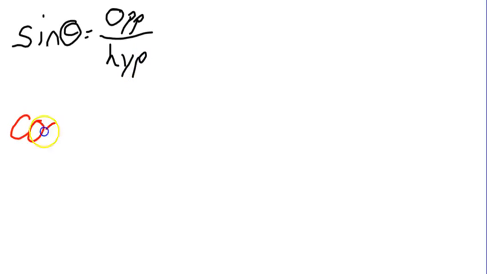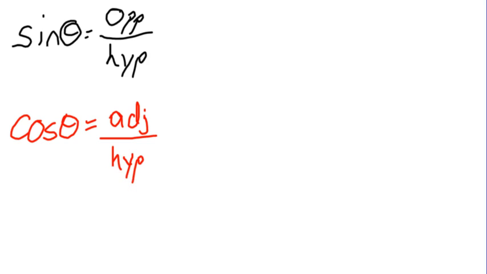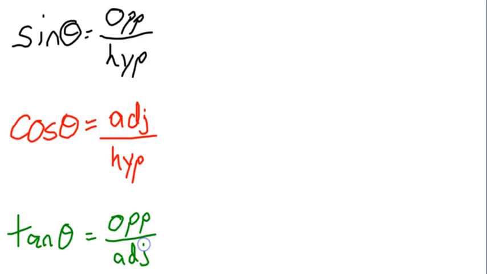Sine of some angle is equal to the opposite over the hypotenuse. Cosine of an angle is equal to the adjacent side over the hypotenuse. And the tangent is equal to opposite over the adjacent. Okay, so these are the 3 basic ones that we've talked about in the past. But now we're going to learn 3 new ones.